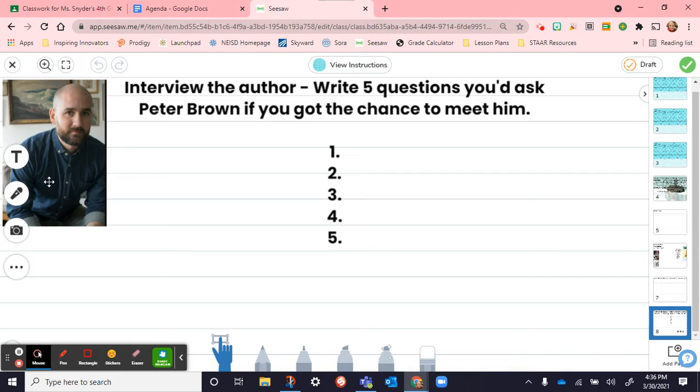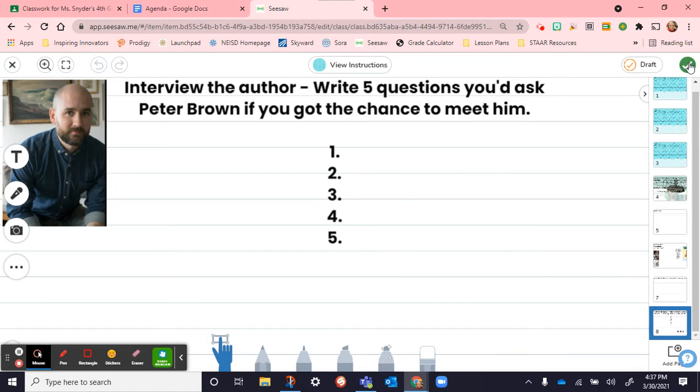And then here's Peter Brown. He's the author of The Wild Robot. So I would like you to interview him. What 5 questions can you come up with, and type them out here. I'm going to pick some really good ones, and we're going to tweet them out to Peter Brown and see if he will respond to us on Twitter. So think of something really creative and put those there.